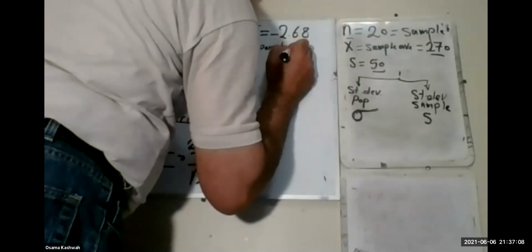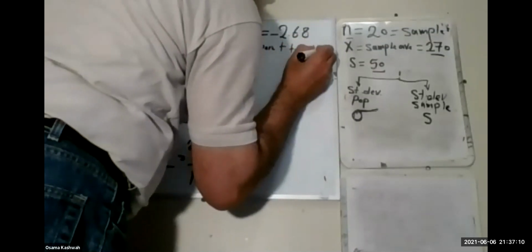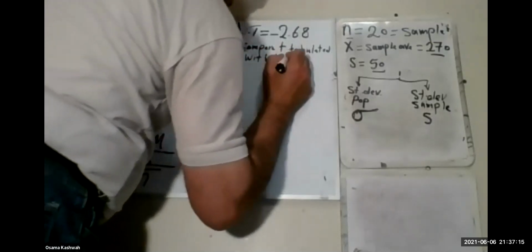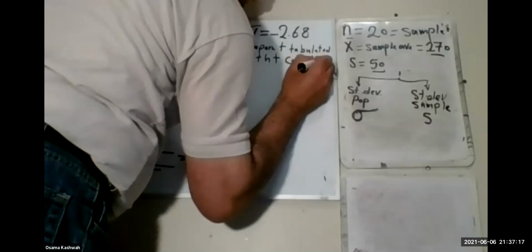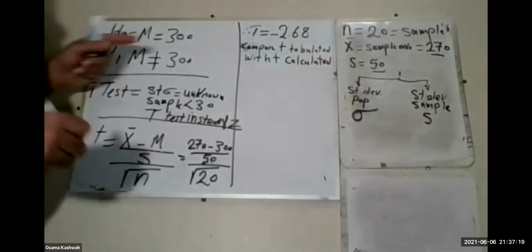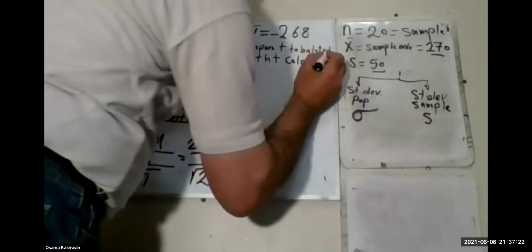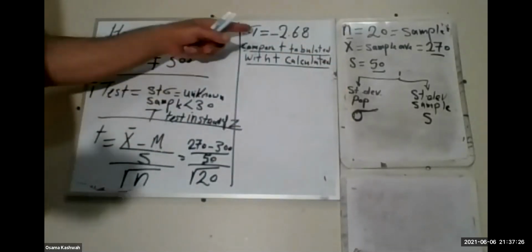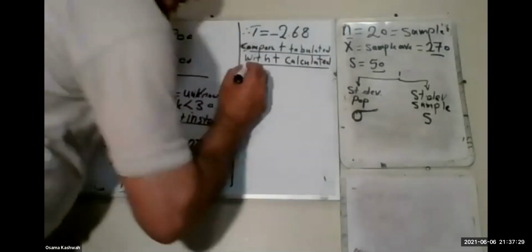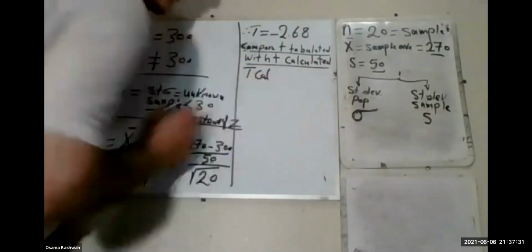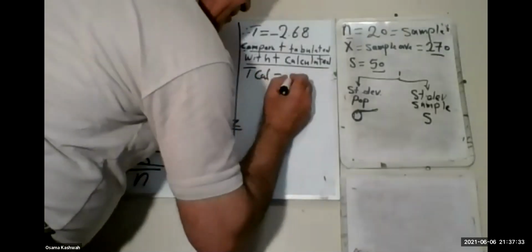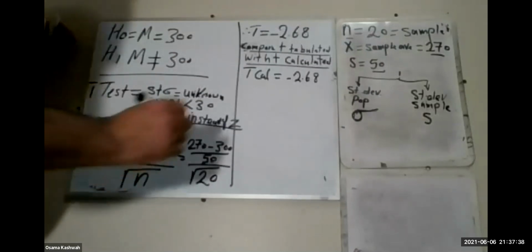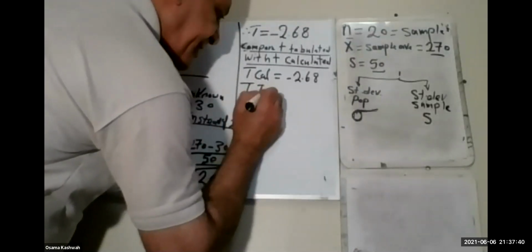T tabulated with T calculated. I will compare the T tabulated with the T calculated. How will I do this? I have now the T calculated. T calculated, CAL means calculated, equals minus 2.68. Perfect. T tabulated, how will I get the T tabulated?